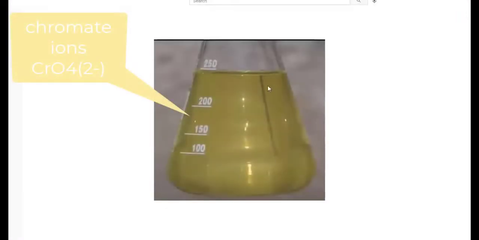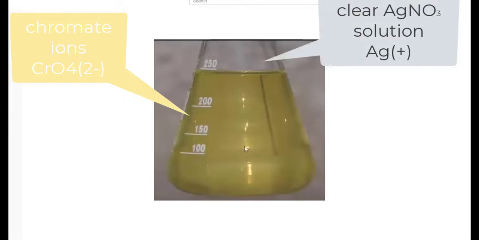Here it is. Here's a solution with some, could be potassium chromate or sodium chromate. Chromate ions produce this yellowish color. This is a pretty dilute solution of less than 1/10 molar. And they're going to drop in some clear silver nitrate. Nitrates are all soluble, so silver nitrate is going to be a clear liquid. And here we've got our soluble sodium chromate. So we're going to mix silver ions with chromate ions, and here's what you end up getting.